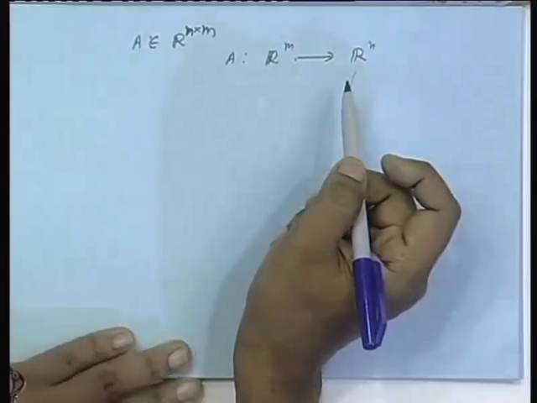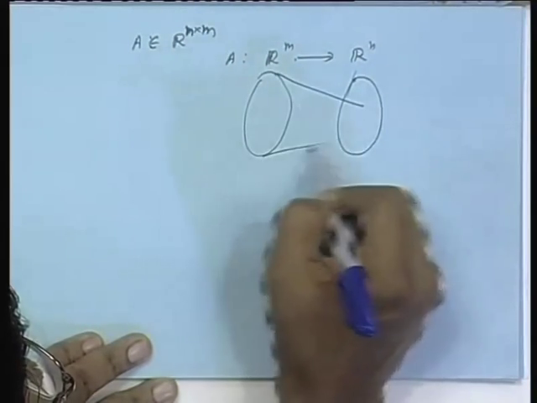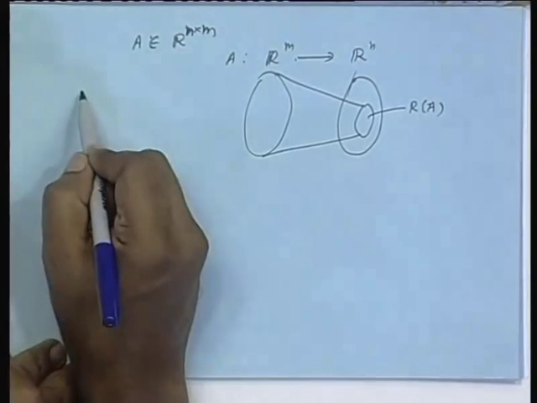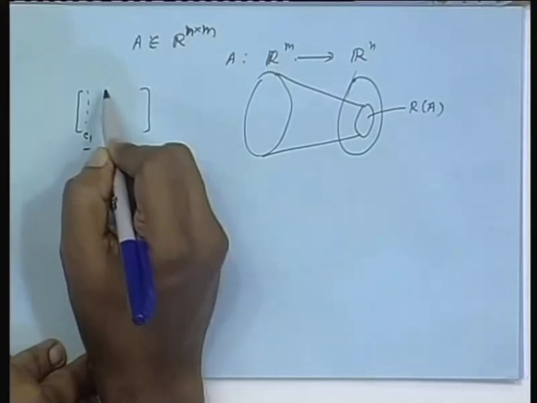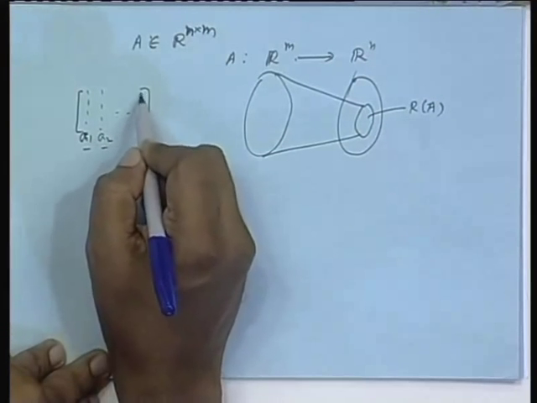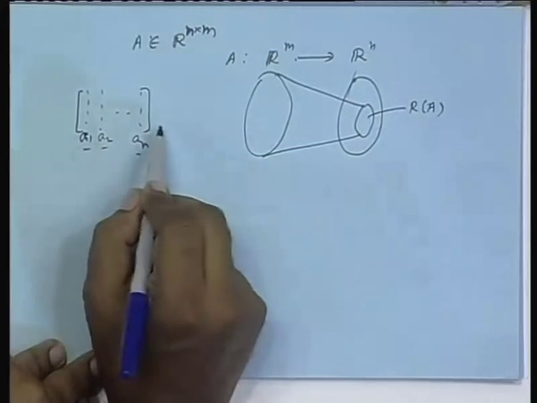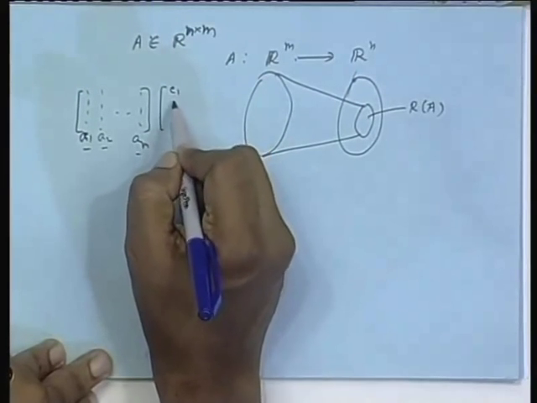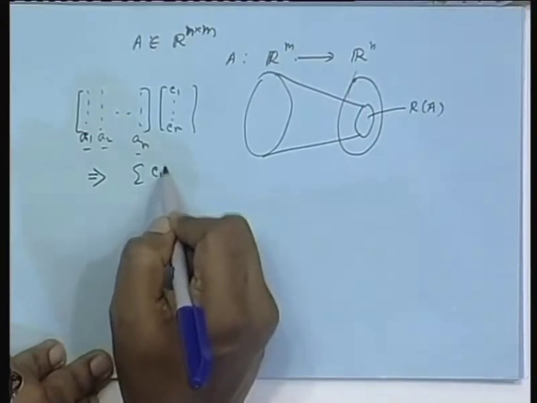In this case, what is R(A)? A is the operator. Now, if you see a matrix, it has a column, say call it A1, another column, say A2, dot dot dot, another column, say Am. How many columns? m columns. Then if you multiply this by a vector from R^m, say c1 dot dot dot cm, this is nothing but a linear combination of these columns.